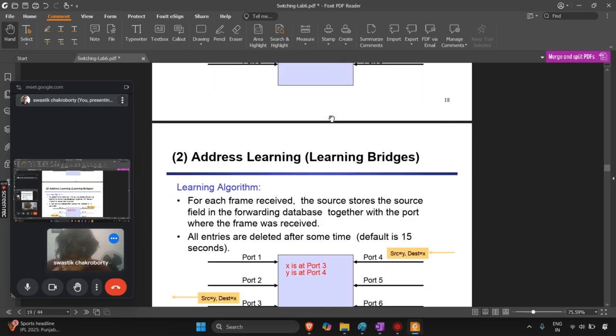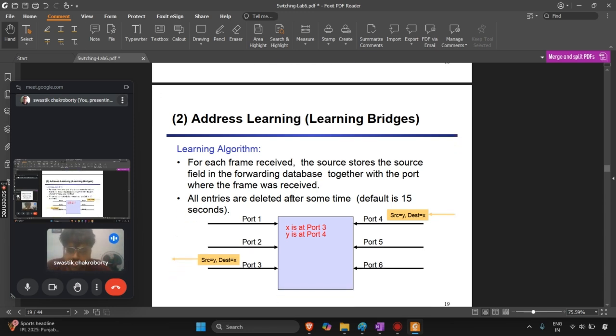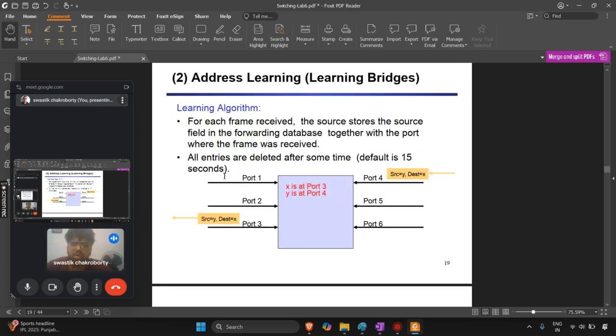For each frame received, the bridge stores the source field in the forwarding database together with the port where the frame was received. It keeps note of the age, and after the age expires, all the entries are deleted. Whenever data comes in, it stores the address of the source. Wherever the packet is coming from, it assumes that particular location is addressable from the bridge.